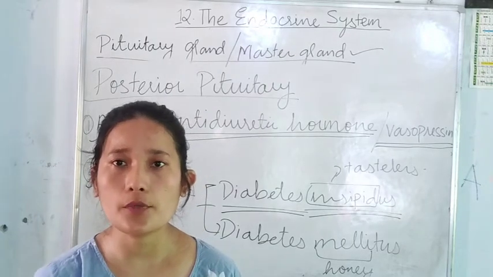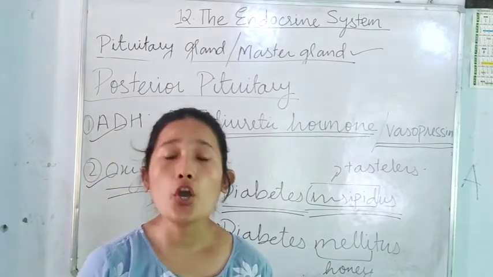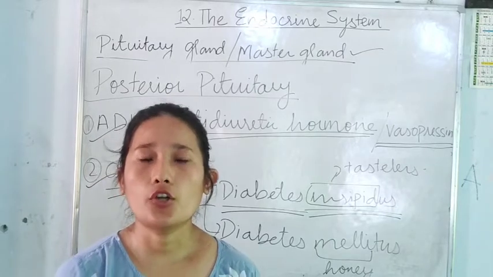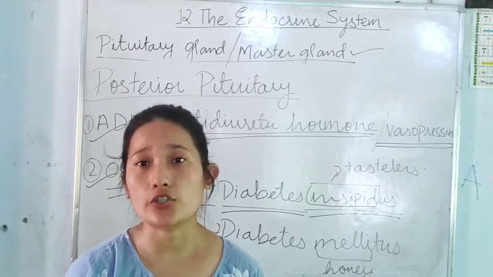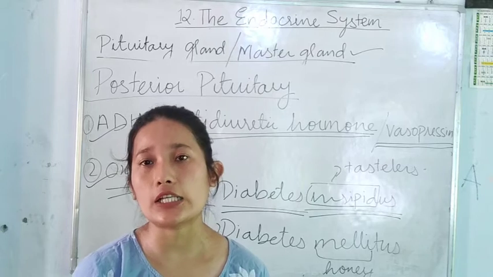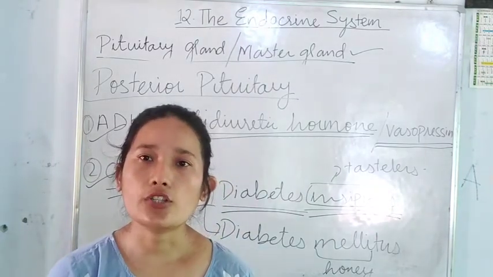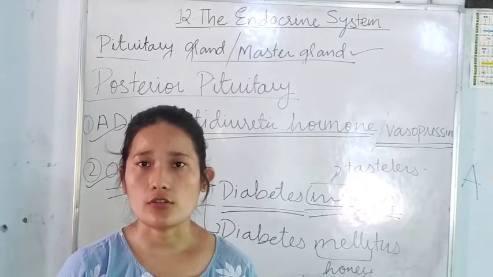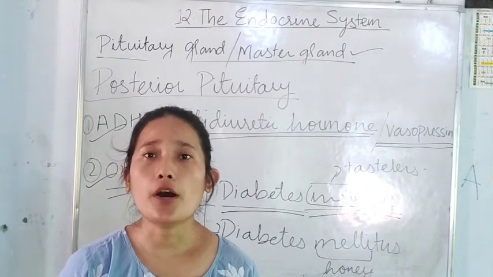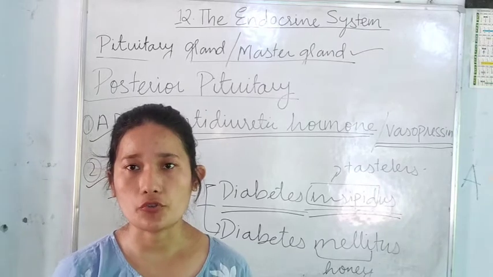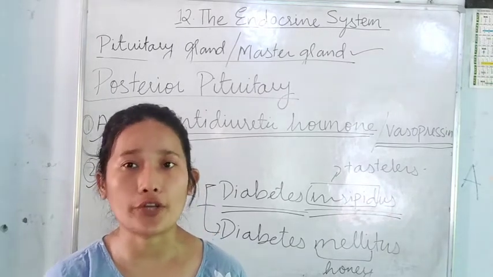What happens is, because of the secretion of this hormone, your uterus wall starts contracting, thus helping easy delivery of the baby. Other than that, it also helps in milk ejection. So that's all about the function of the posterior pituitary. We are done with all 4 glands.